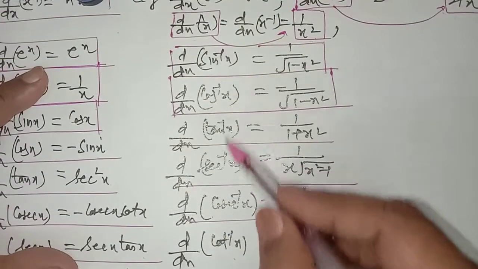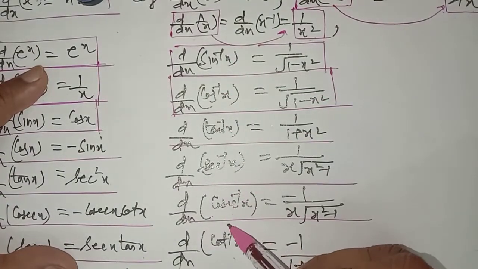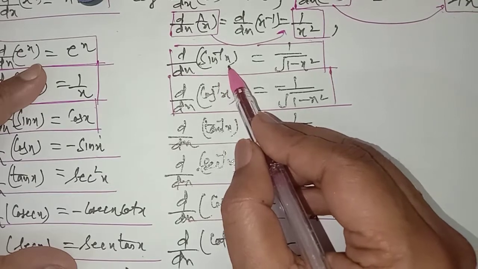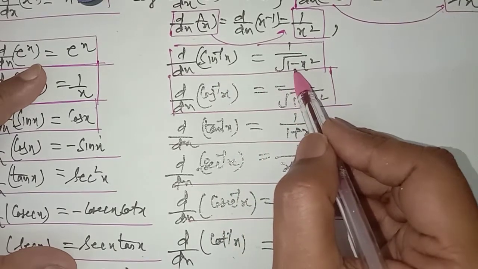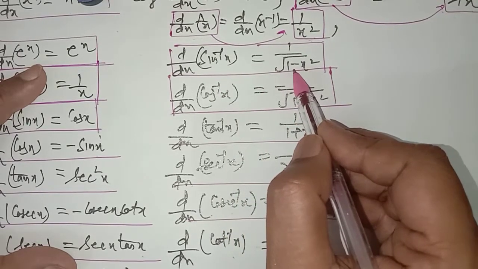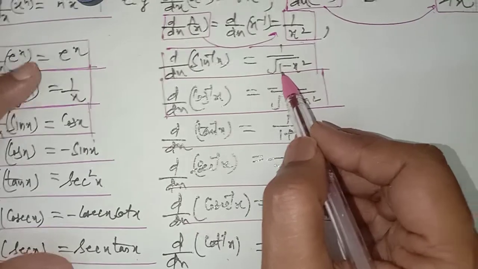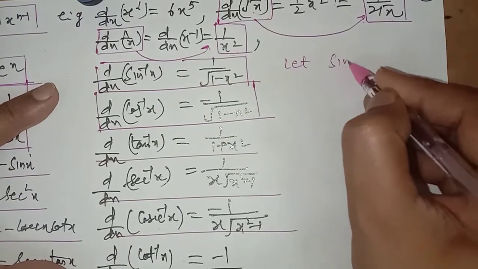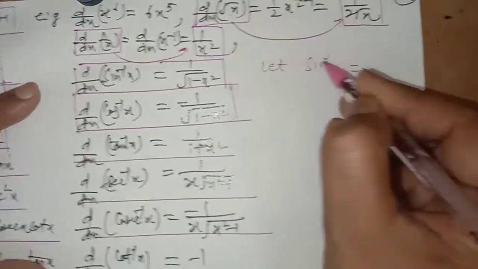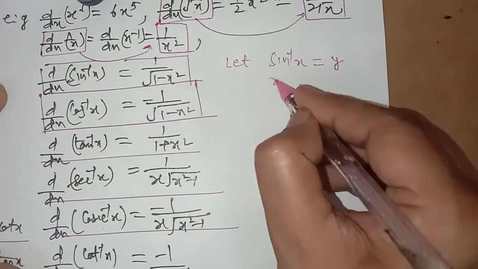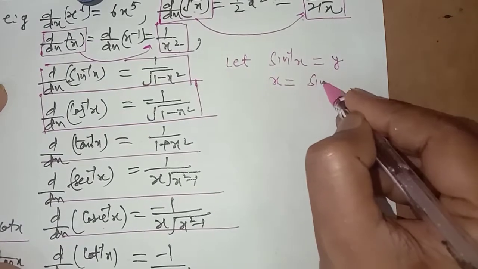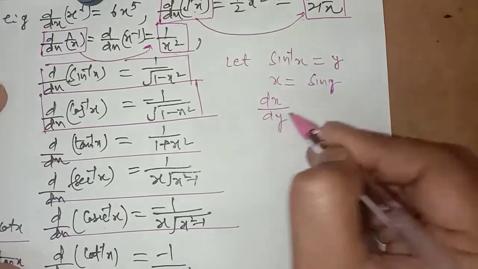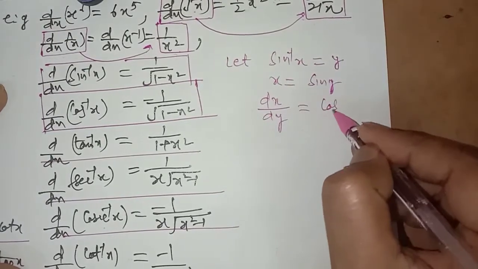Now this is a new formula you have not learned in class 11. The derivative of sine inverse x is equal to 1 upon under root 1 minus x square. You can derive it like this. Let sine inverse x be equal to y. So x comes out to be sin y. You can write dx upon dy is equal to cos y.